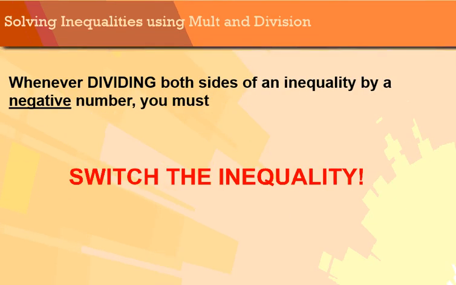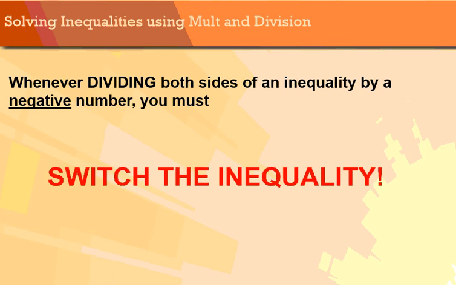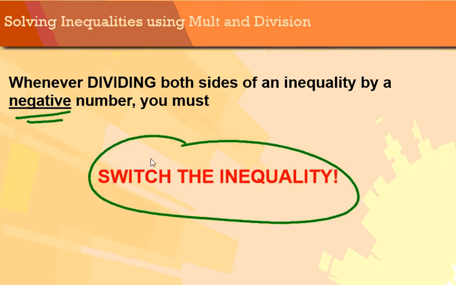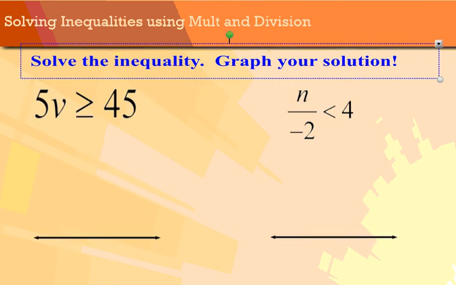So the takeaway message is when dividing both sides of an inequality by a negative, you must switch the sign of the inequality. If it's a greater than, it needs to go to a less than. If it's a less than, it needs to go to a greater than. With that in mind, now I can solve inequalities.